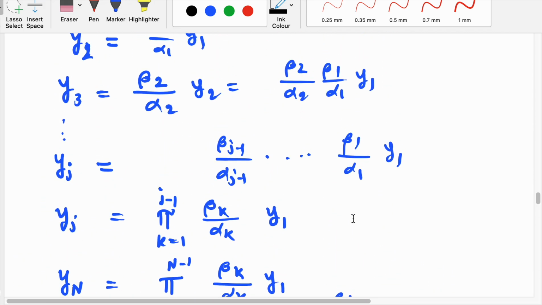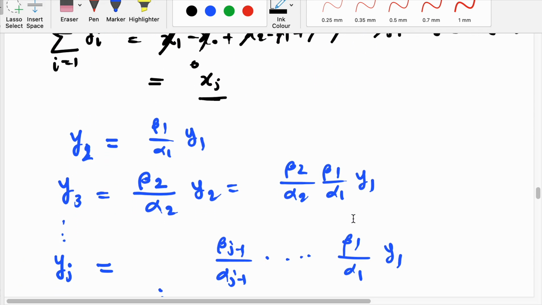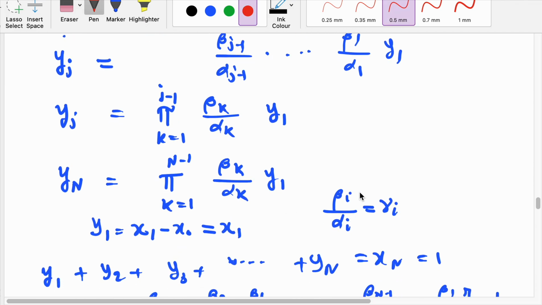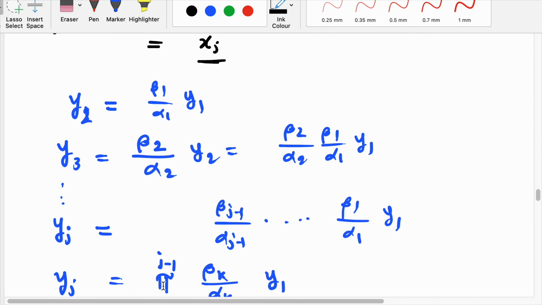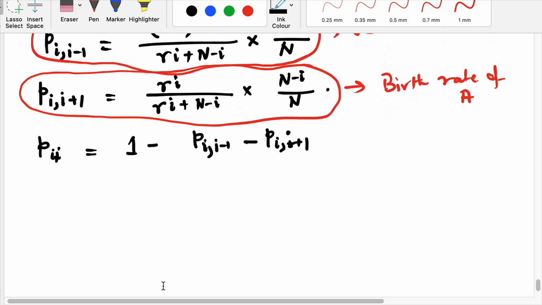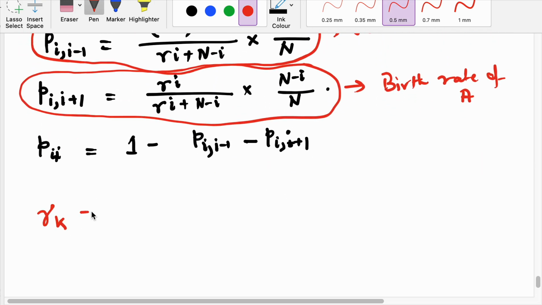Let me go back there. What is this gamma k? This gamma i is nothing but beta i by alpha i. And what does beta i mean? Beta i means the death rate of an A type individual when there are only i A type individuals present, and alpha i is the birth rate when only i A type individuals are present. So we have to calculate gamma i, that will be beta i by alpha i.